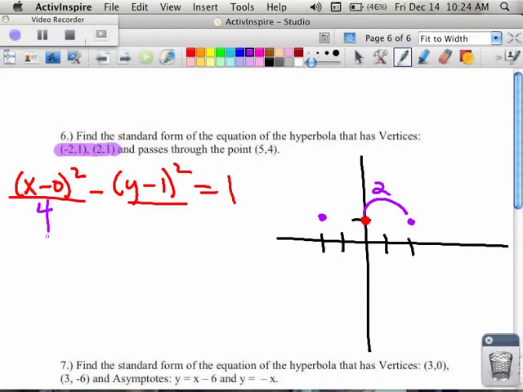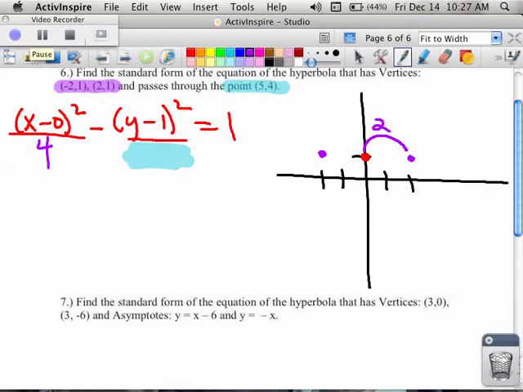And the only other piece of information that they tell me is that it passes through the point 5, 4. So somehow I need to use this point in order to figure out my answer. Well, that's not so bad, because all that's saying is plug in the 5 for the x value, plug in the 4 for the y value, and then whatever you're looking for in the end, you know the answer will be down here. So I want you to try that. I want you to plug it in and to try to find that number.